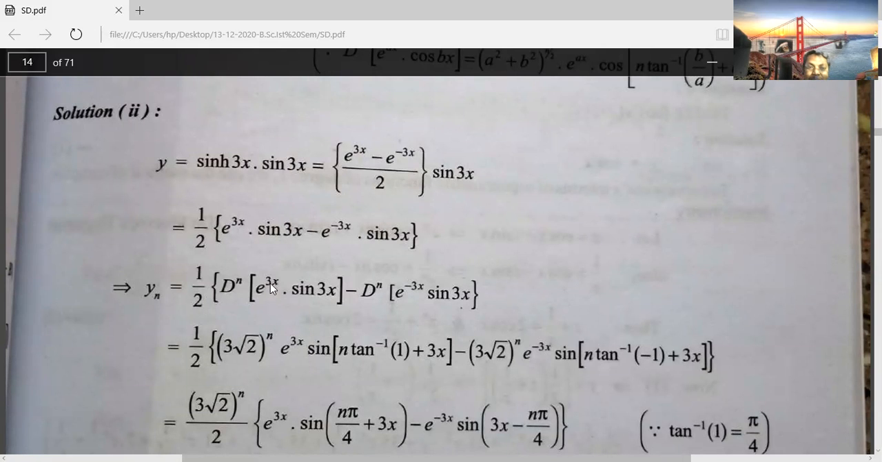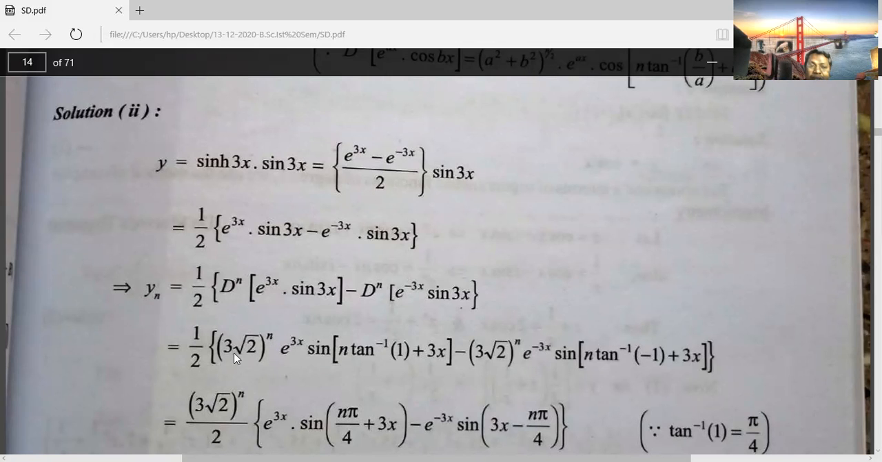Here a is equal to 3. For this I am saying d to the power n into e to the power 3x into sine 3x, a is equal to 3, b is equal to 3. Both are one and the same. Of course here c is not there, c is equal to 0, if you write sine bx plus c. Now a square plus b square to the power n by 2 is there. a square means 3 square is 9, b square means 3 square, that is 9 plus 9, 18 to the power n by 2 you are getting here.